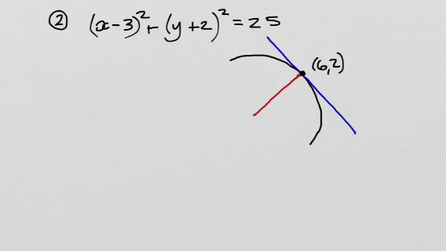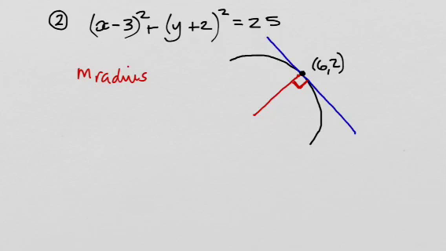Second question, find the equation of the tangent, that's the blue line. Now what we know is that a tangent makes a right angle with the radius. So we know the blue line is perpendicular to the red line. First thing we need to do then is work out the gradient of the radius.